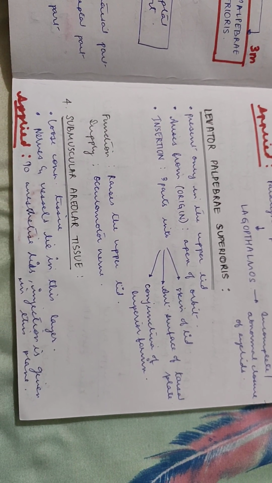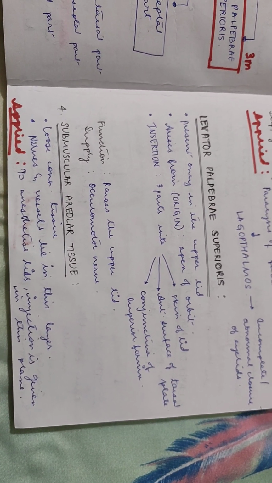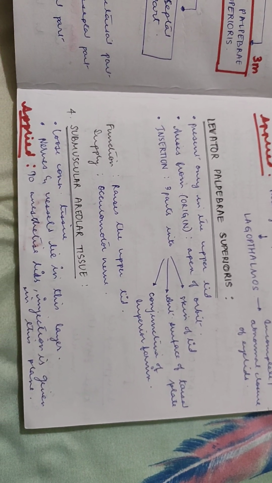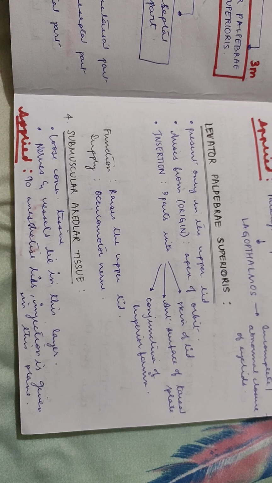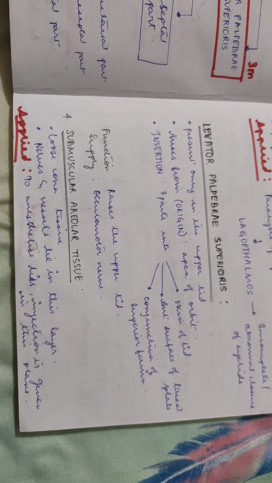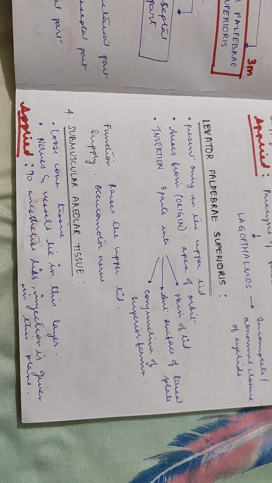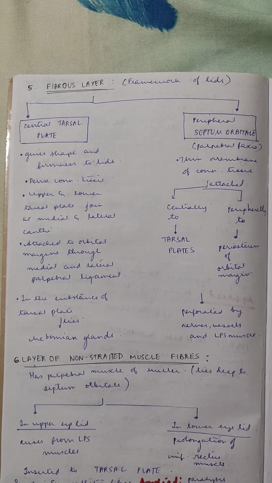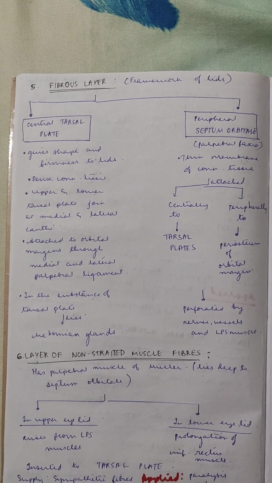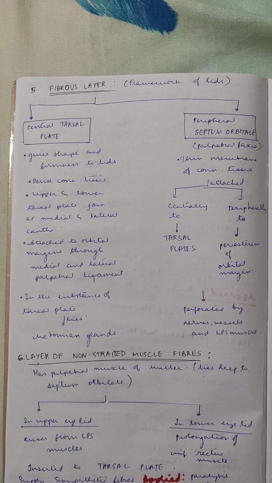The next layer, after the layer of stratified muscles, is the submuscular areolar tissue, which means below the muscle there is an areolar tissue layer. There is loose connective tissue with nerves and vessels lying in this layer, and to anesthetize the eyelids, we usually give the injection in this particular plane. Next layer is the fibrous layer. It is basically providing the framework to the lids.